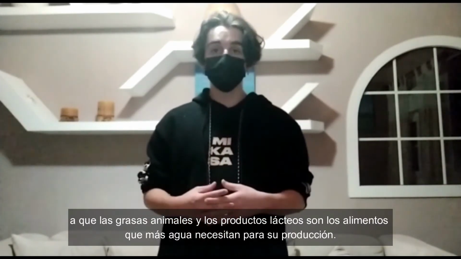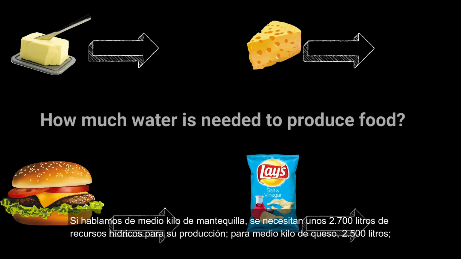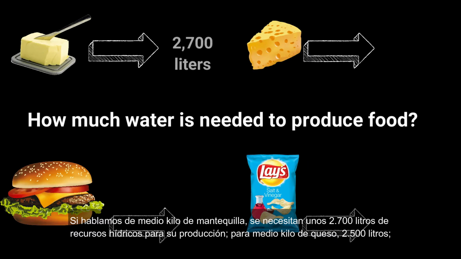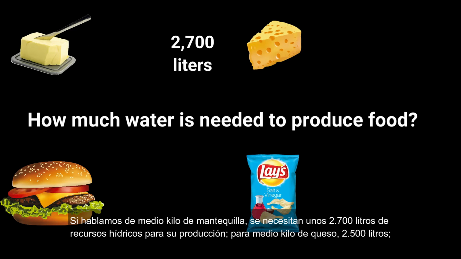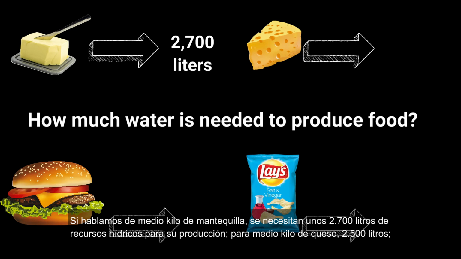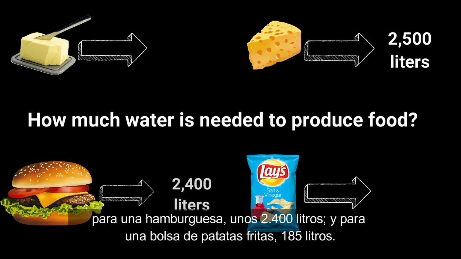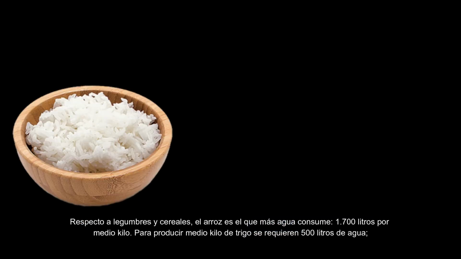This is mainly due to the fact that animal fats and dairy products are the foods that need the most water for their production. If we talk about half a kilo of butter, about 2,700 liters of water resources are needed for its production. For half a kilo of cheese, 2,500 liters. For a hamburger, about 2,400. And for a bag of chips, 185 liters.